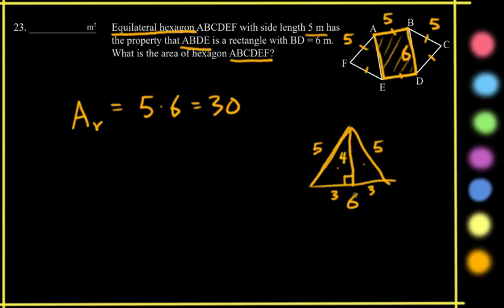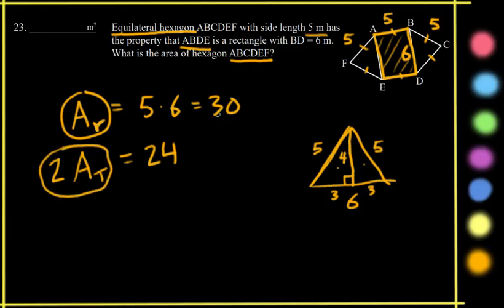So now we have the height of the triangle, and we do 6 times 4 divided by 2 to get the area. Base times height divided by 2. But there's 2 of these triangles, so maybe we just don't divide by 2. We just do 6 times 4. So the area of the triangles, because we have 2 triangles, is going to be 24. And if we add the area of the rectangle plus the area of the triangles, that's going to be 30 plus 24, and that's going to be 54. So the answer here is 54 meters squared. All right, let's go on to this next one.